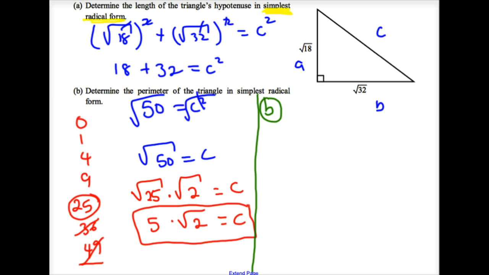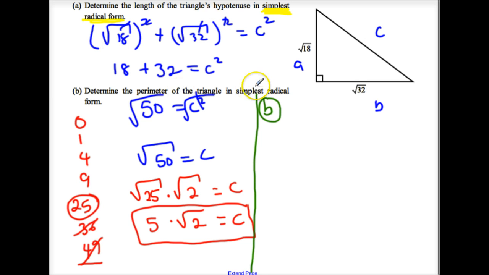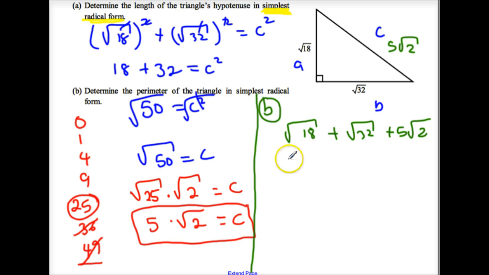B says find the perimeter. What does perimeter mean? Perimeter means the distance around. So I know that this is, as we said, 5 radical 2. So I want to break these down. So before I do that, let's go: square root of 18 plus square root of 32 plus 5 radical 2. Let's break each of these down. 18 is actually broken down as 9 times 2, plus 32 is 16 times 2, and then I already have my 5 radical 2.